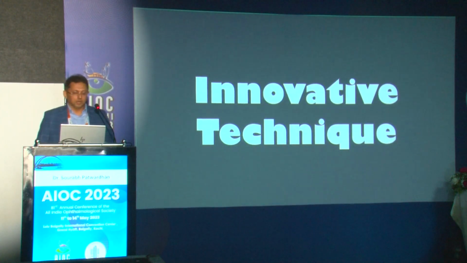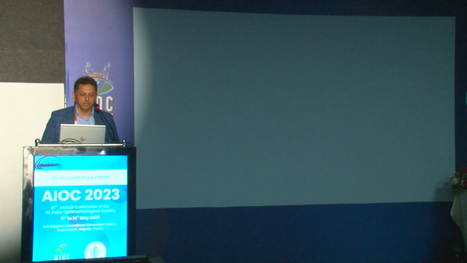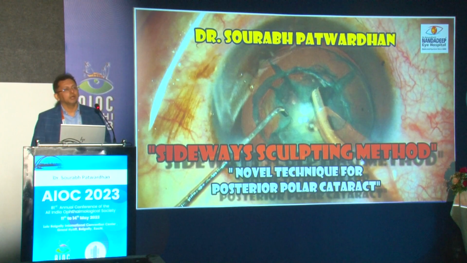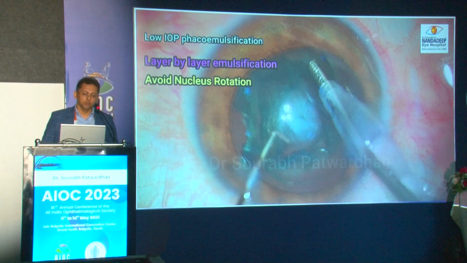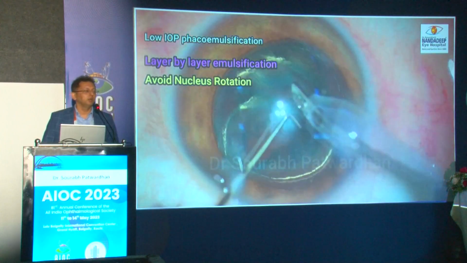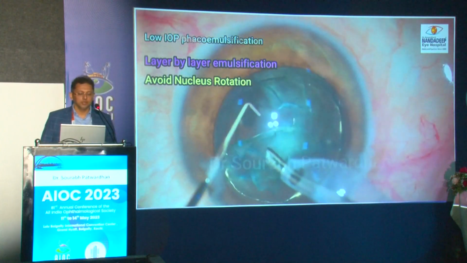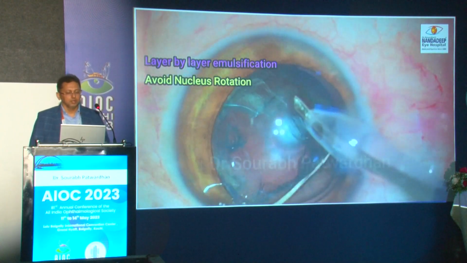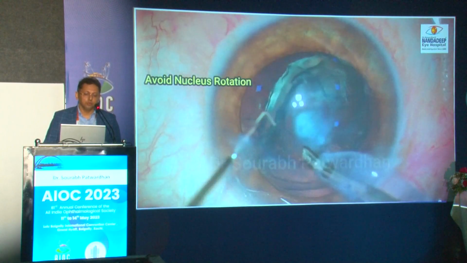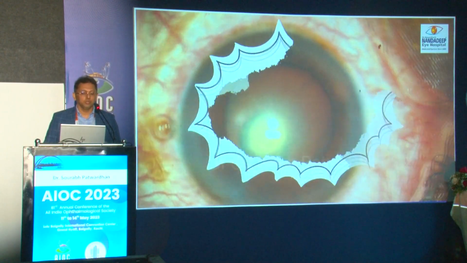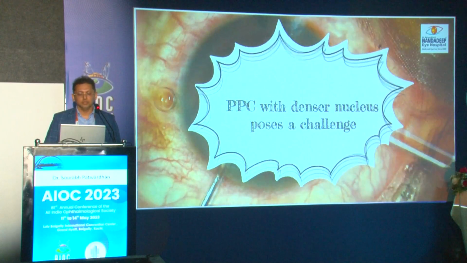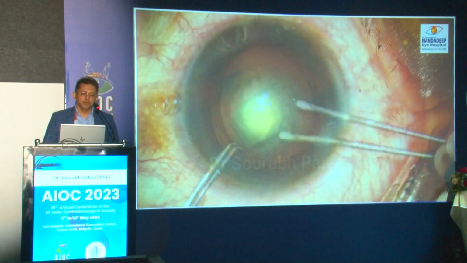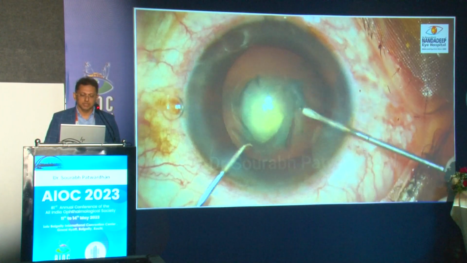Okay. So in this technique, basically what we are doing is creating the same divide and conquer method, but we are doing this without any nucleus rotation. So for softer grade of cataract like this, we can easily do layer by layer phacoemulsification. So we can just aspirate out the nucleus without need of any nucleus rotation. But as we have to do the nucleus chopping or nucleus division in case of harder grade of cataracts with PPC, then that poses a challenge. So in this video, I will just show how this sideways sculpting is done.